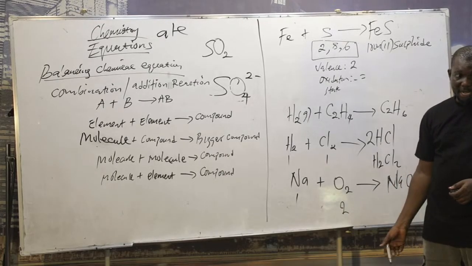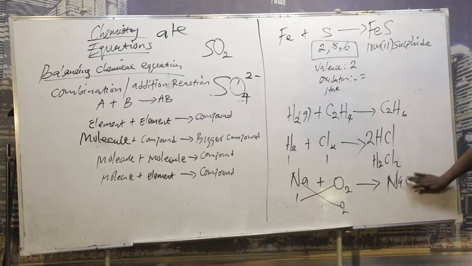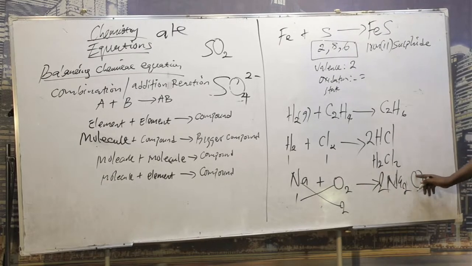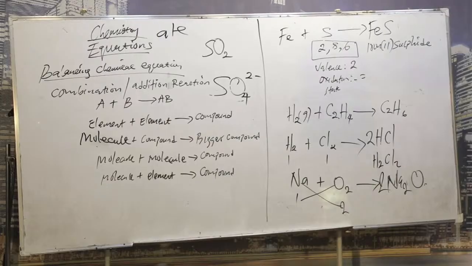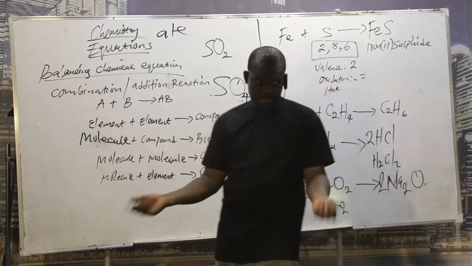So how does it go here? Na2O. How do you make this O balance here? Do you go and put 2 here? If you put that 2 here, you have spoiled the reaction. Put that 2 here as a coefficient. That 2 will cover it and also affect sodium. So how many sodiums do you have here now? You come here and put 4. The equation is what? Balanced.